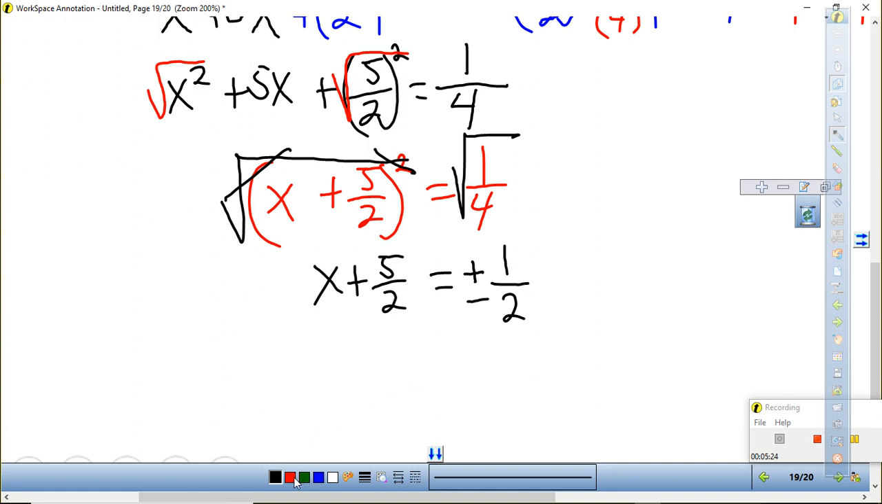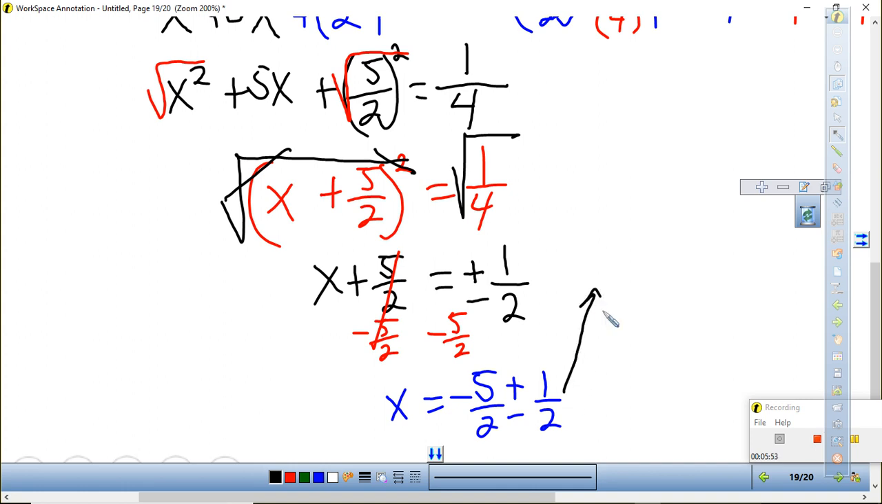Now I solve for x. What do I do here? Minus 5/2, minus 5/2. What do I have left? Let's see. X equals negative 5/2 plus minus 1/2. Now, why do I need the plus minus? Because that allows me to make my two equations. Here are my two equations.